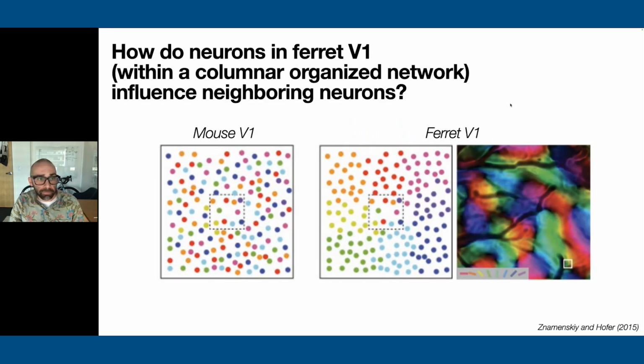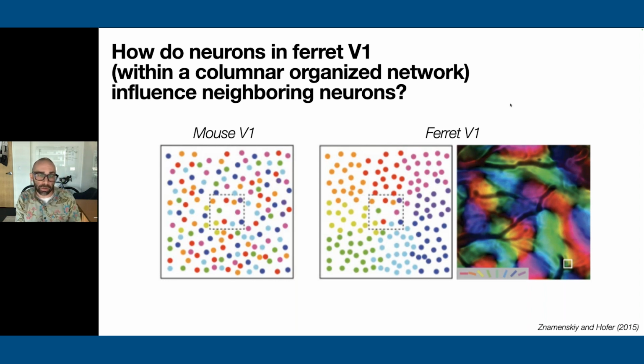Okay, so as I mentioned, there's a big difference between mouse and ferret. In mouse V1, the cells have this kind of salt and pepper-like organization, which is just to say that cells nearby each other don't necessarily have the same property. They don't care about the same features in visual space. Whereas in ferret, you have these columns, and so cells that are nearby may have the same direction preference, same orientation preference. They generally have the same receptive field structure.